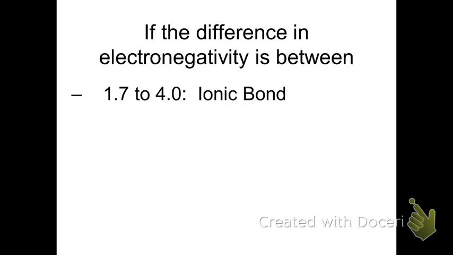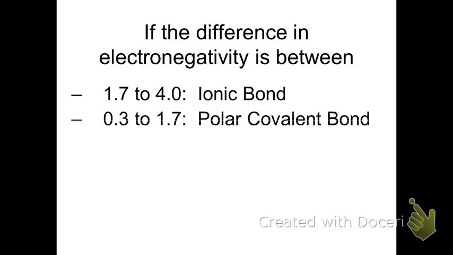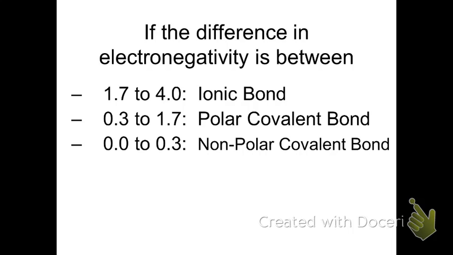For instance, if you have two atoms that are bonded and the difference between them is between 1.7 and 4.0 on the electronegativity scale, that would be an ionic bond. If the difference is 0.3 to 1.7, we'll identify that as a polar covalent bond. And finally, if it's 0 to 0.3 difference, generally we consider this to be a nonpolar covalent bond.